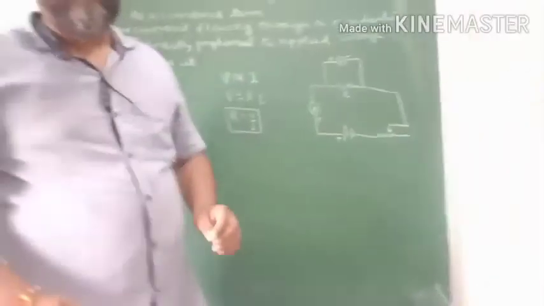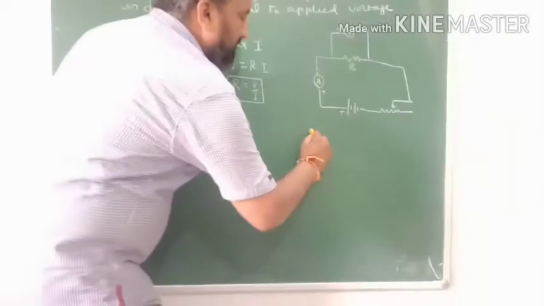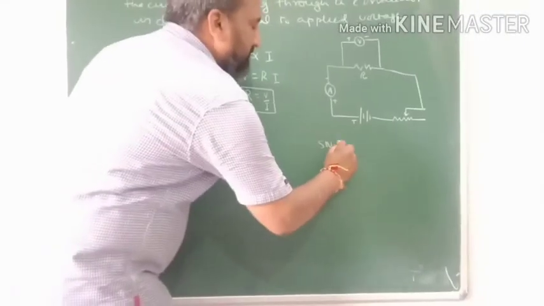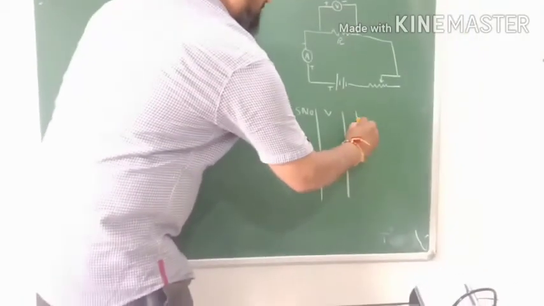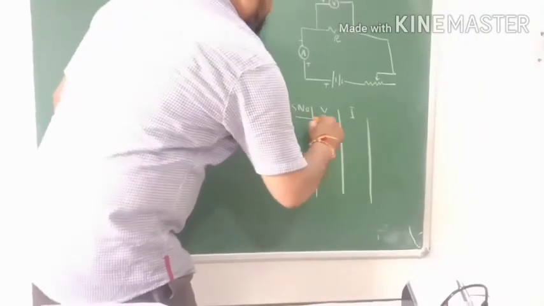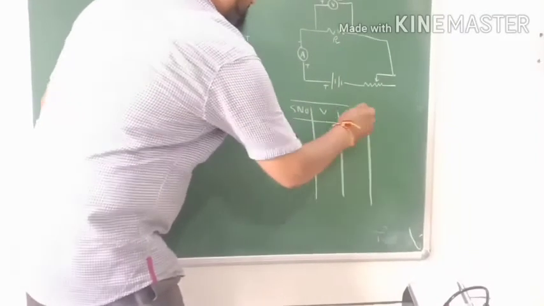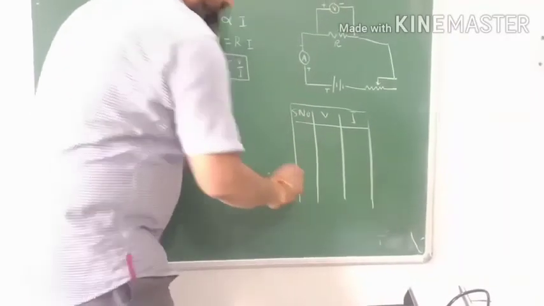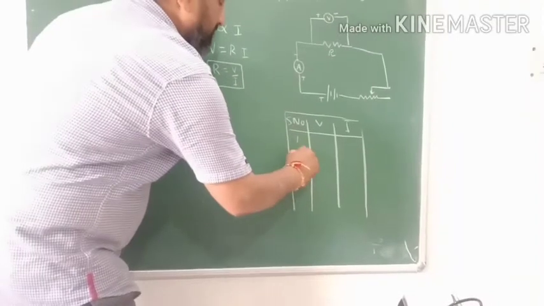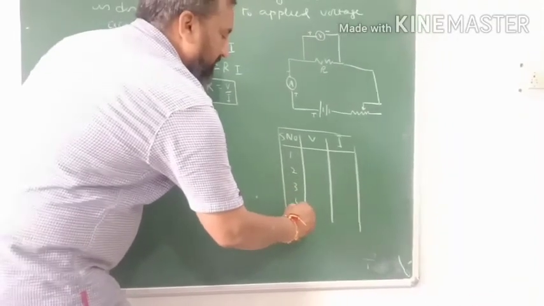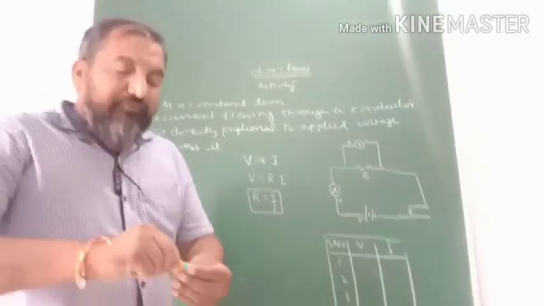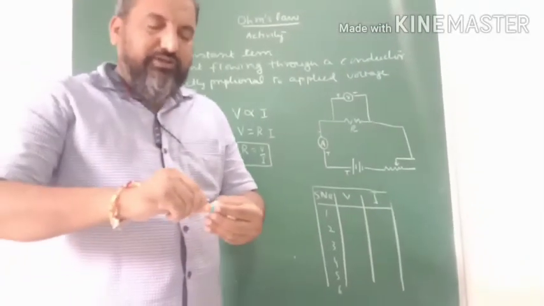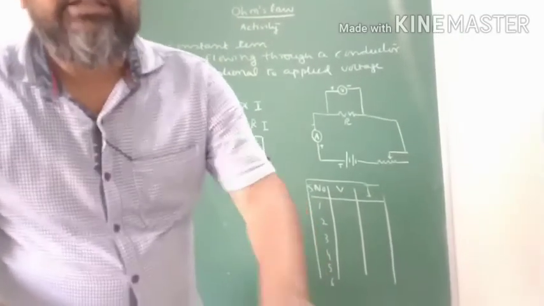Before we switch it on, we will draw the table. Serial number, potential, current. We have made the table. We have 1, 2, 3, 4, 5 and 6. We will try to take the 6 readings. Before we begin the experiment, we will calculate the least count.